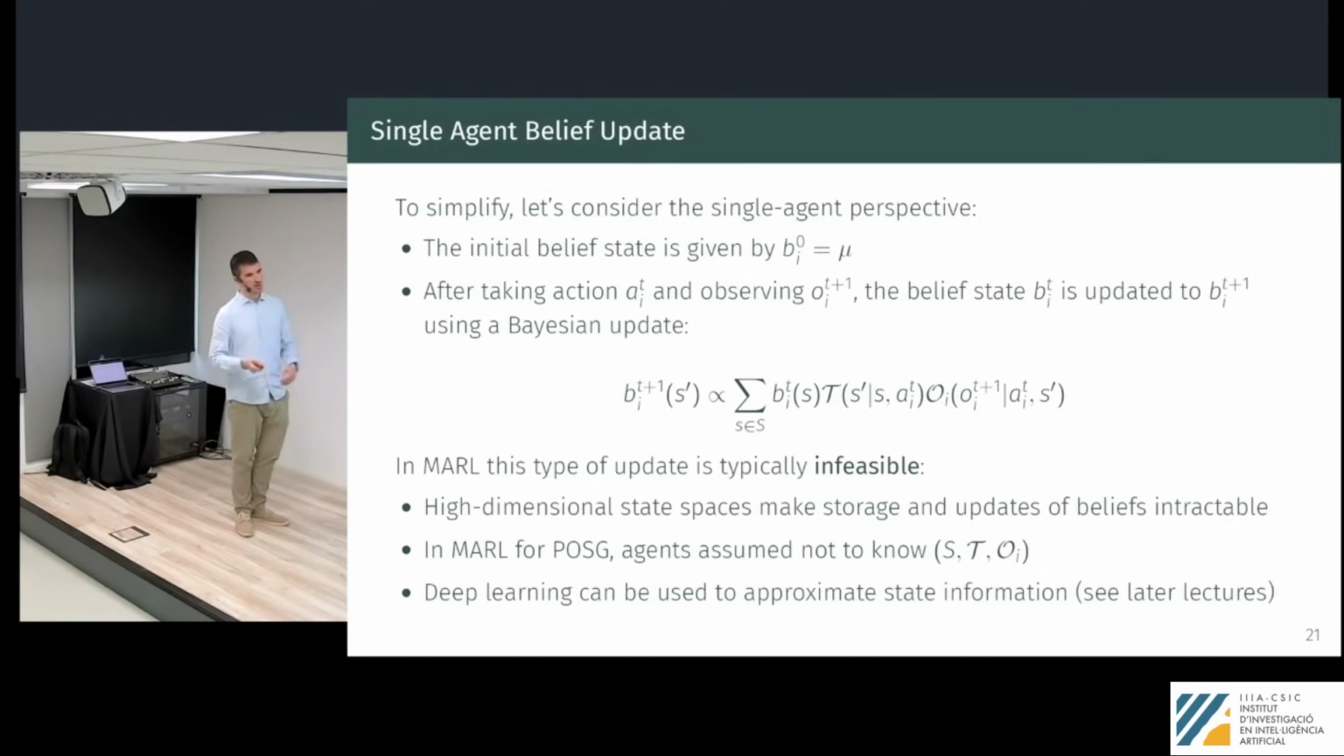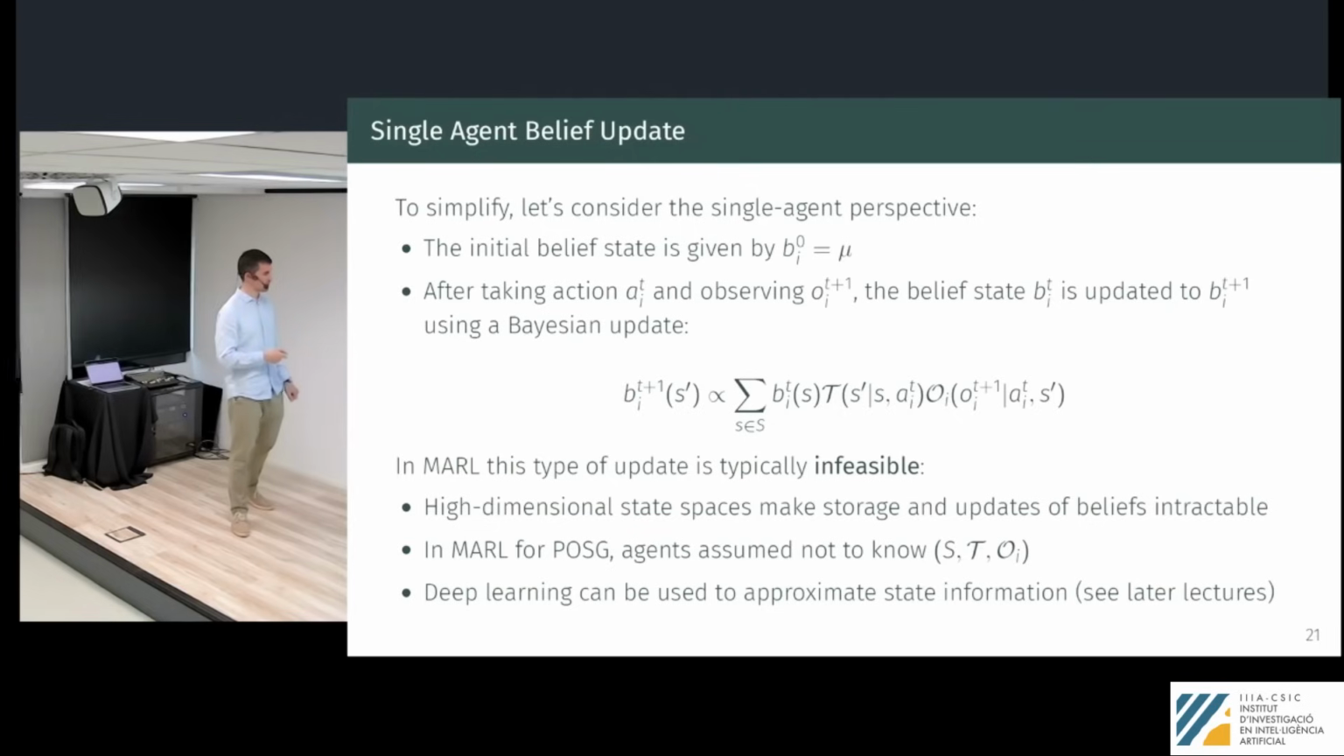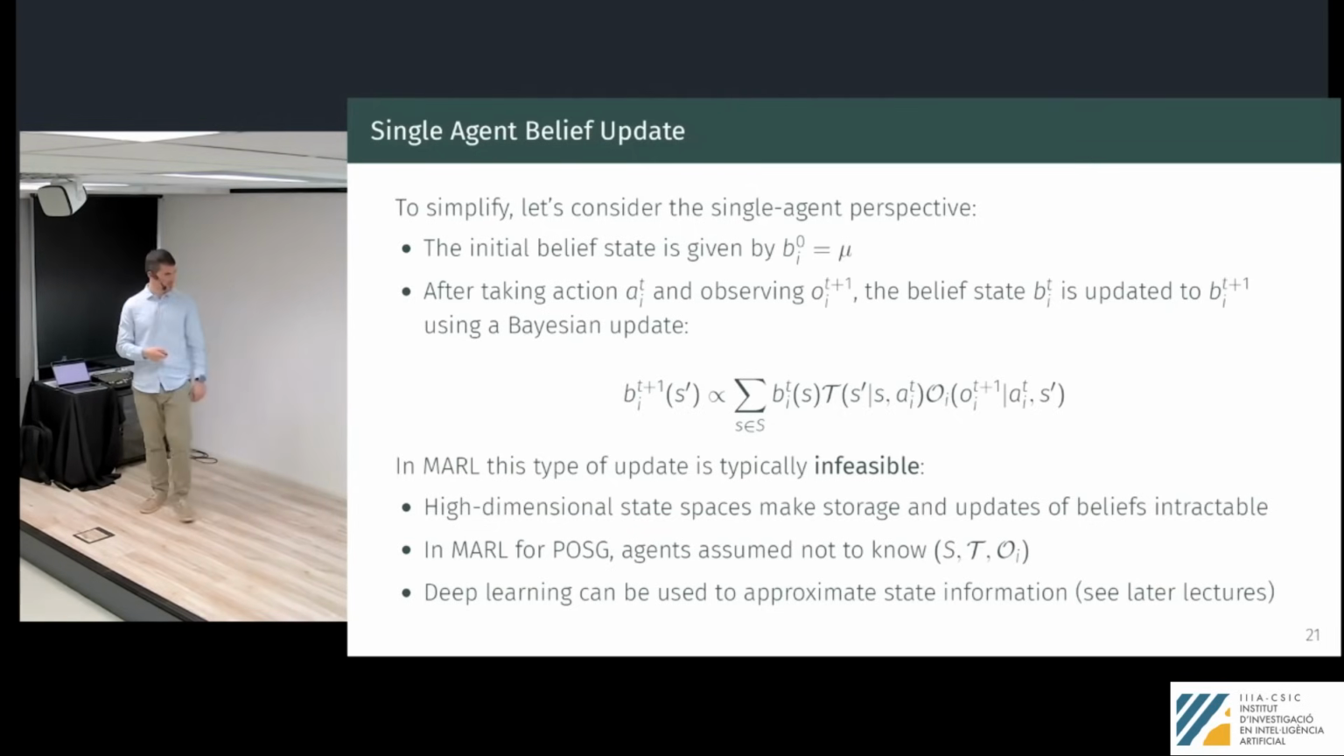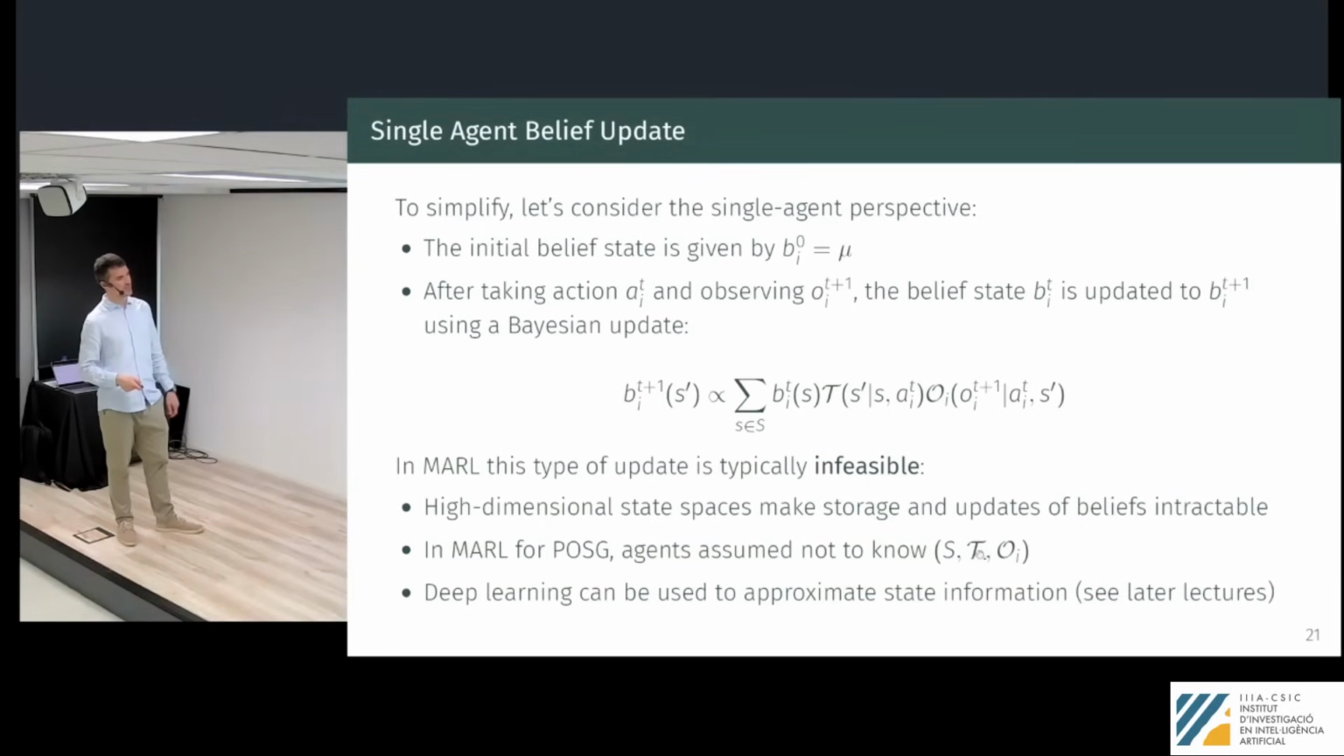For example, deep learning can be trained to infer states implicitly through sequences of observations. That's why deep learning is also a useful thing for these kinds of applications. Okay, the other reason why we do not do this in reinforcement learning, including in MARL, is because we don't actually know these ingredients. We don't know the state transition probabilities, we don't know the observation probabilities, and hence we cannot actually compute this analytically. But I wanted to show you this because this is important.